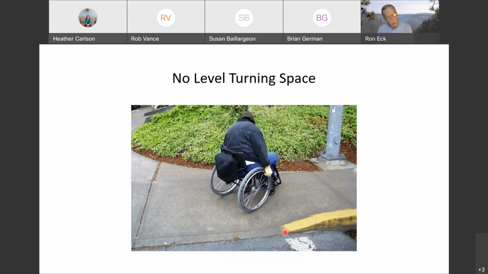So I mentioned earlier, curb ramps are the basic element of accessibility. To me, the key element of a curb ramp is to make sure we have level turning spaces at the top of our ramps.